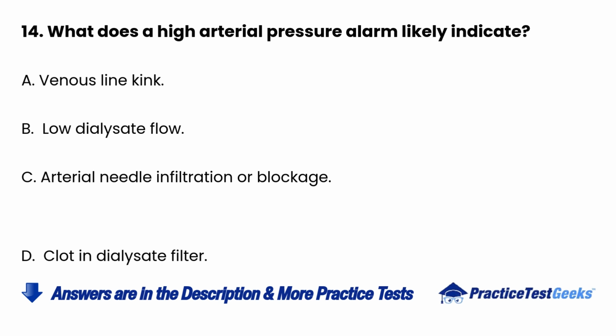14. What does a high arterial pressure alarm likely indicate? A. Venous line kink. B. Low dialysate flow. C. Arterial needle infiltration or blockage. D. Clot in dialysate filter.